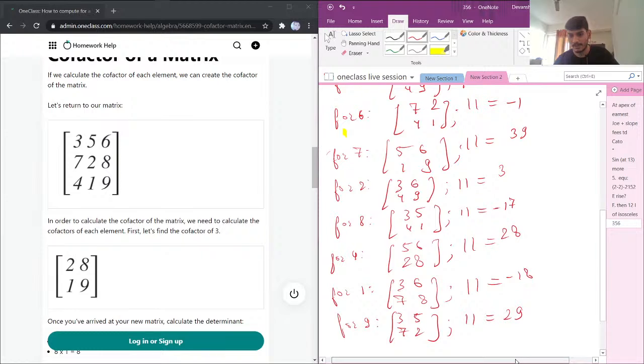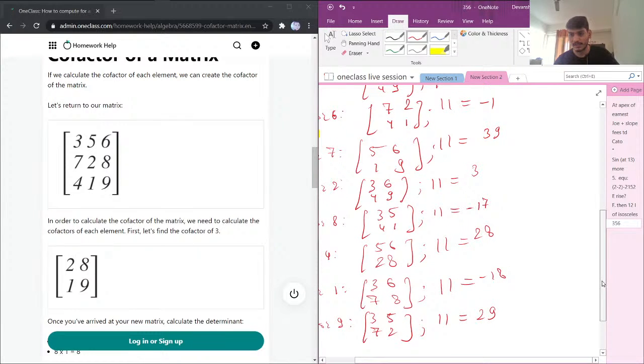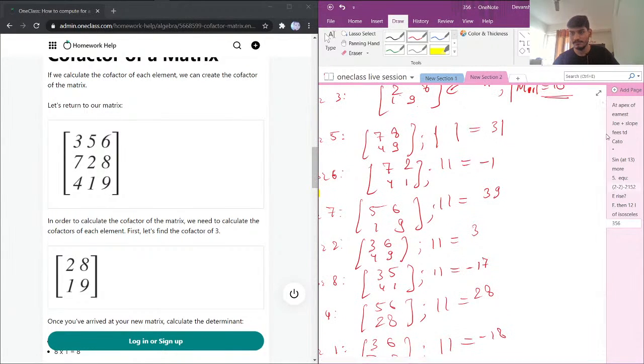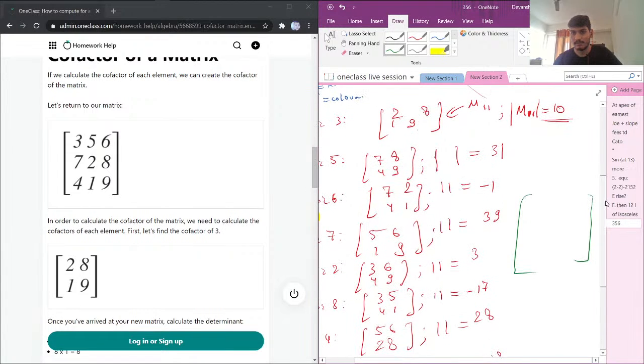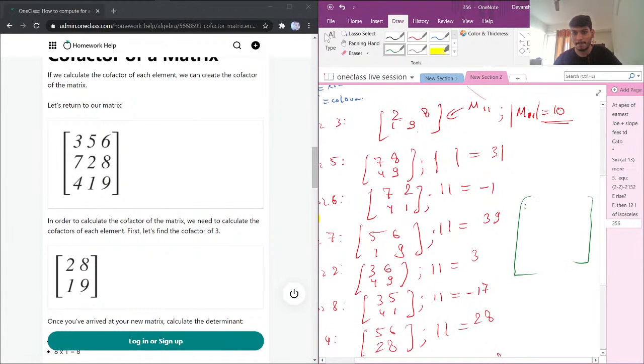So we will be writing the cofactor matrix. First, we'll write all these terms. First, we'll just create the matrix. So we'll start with the first number. We have 10. So 10 was the cofactor of 3, so 10 will be written in the place of 3.